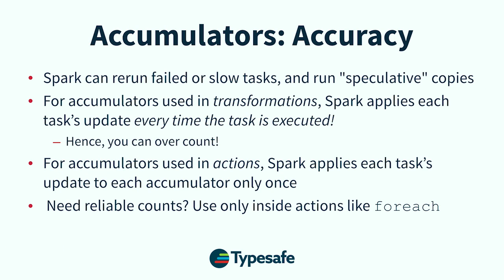Spark can rerun failed or slow tasks and run speculative copies. For accumulators used in transformations, such as map or flat map or filter, Spark applies each task's update every time the task is executed. Hence, you could possibly overcount. For accumulators used in actions, Spark applies each task's update to each accumulator only once. If you need reliable counts, only use them inside of actions like foreach.